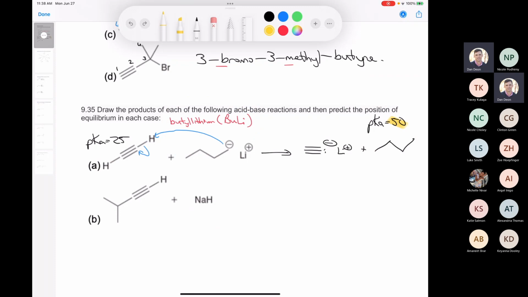What about the next reaction? Would this one work? Yes or no? Would that give you products, or would it stay as the reactant? Anybody try this one?